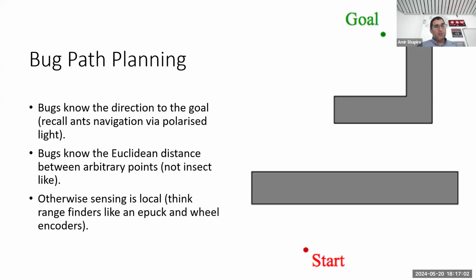Bugs know the Euclidean distance between any two points, so it can measure the distance from the current point to the target. Other sensing is local, so it only works when touching the obstacle. So what do you think the bug should do? Any idea how to get from start to target?